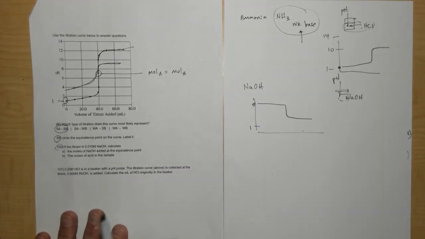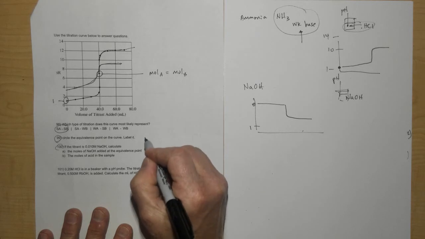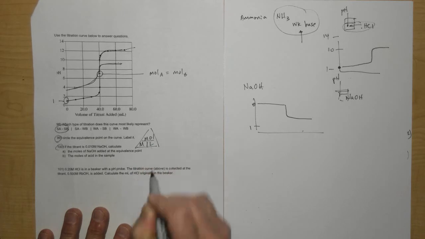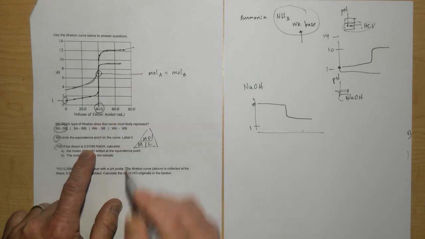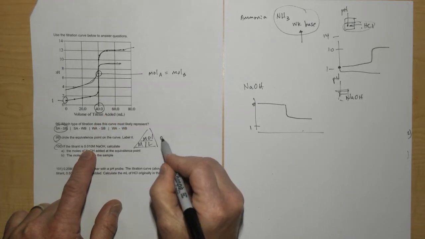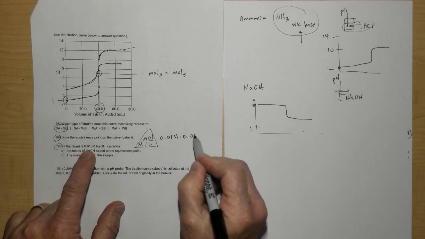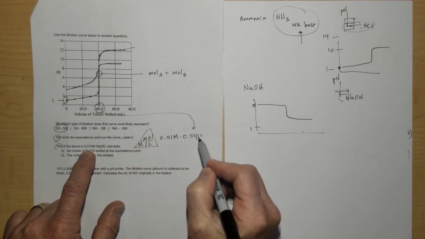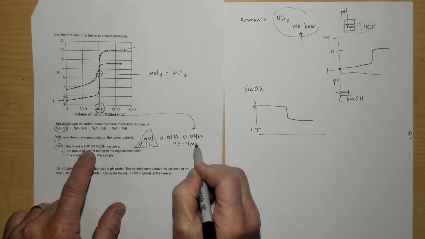Number 100, if the titrant is 0.01 molar NaOH, calculate the moles of NaOH added at the equivalence point. So for this one, I need the molarity triangle. And so I'm given the molarity right here, and I know at the equivalence point I have 40 milliliters right here. So 0.01 molar times the liters, which is 0.04. That's 40 in liters. And then that ends up being 4 times 10 to the negative 4th moles added.